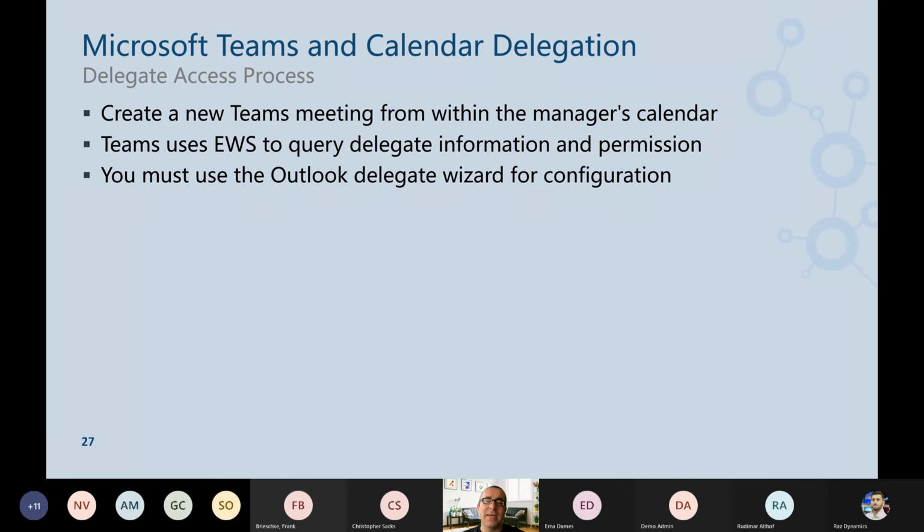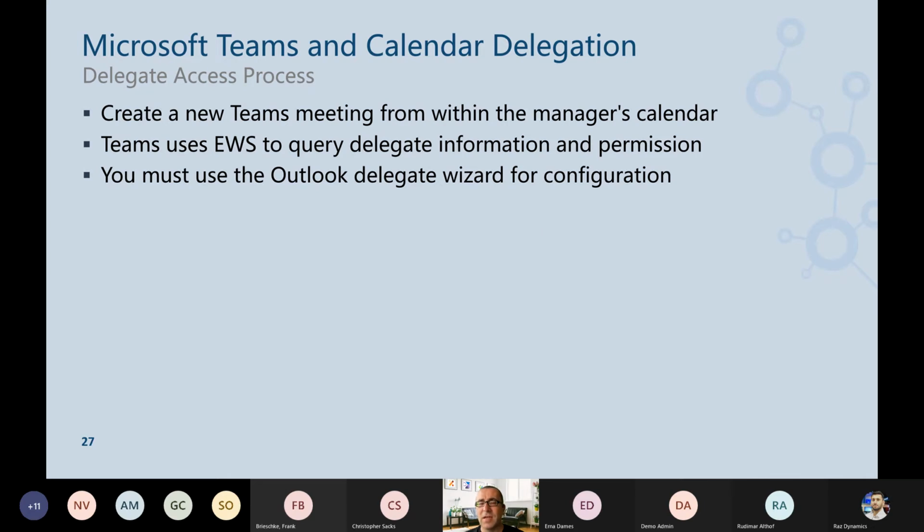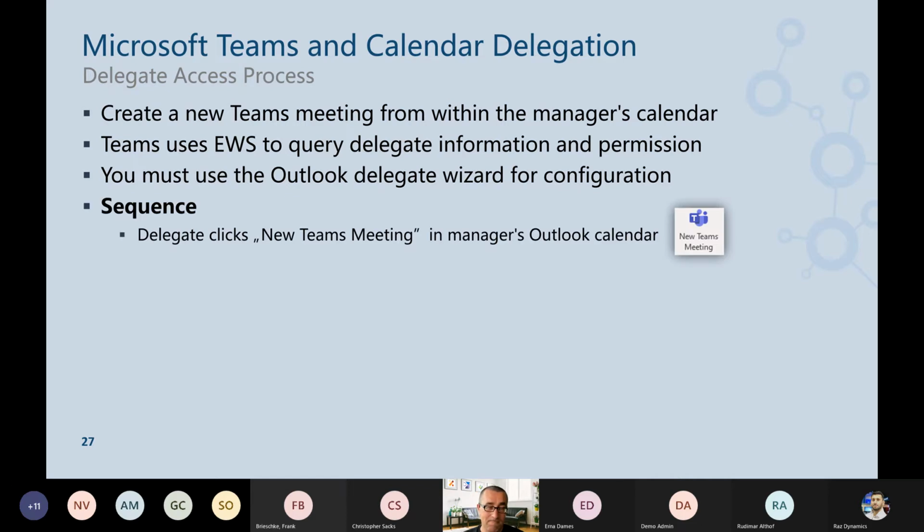The interesting thing is that you must use the Outlook delegate wizard to configure another person as a delegate. The Outlook delegate wizard is where in Outlook you just open the backstage pane, say delegates, and then this is where you select and assign the permissions for your calendar. It is not sufficient to assign a permission directly in the folders view of Outlook. Why this is the case, we will see.